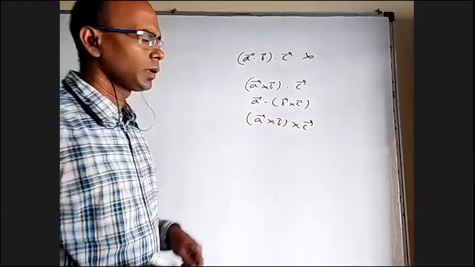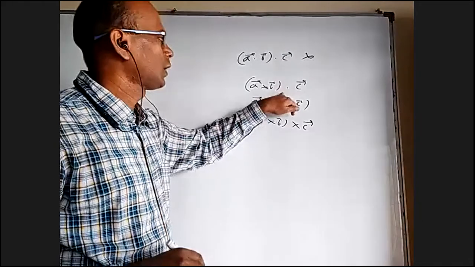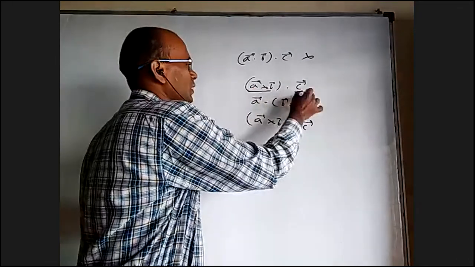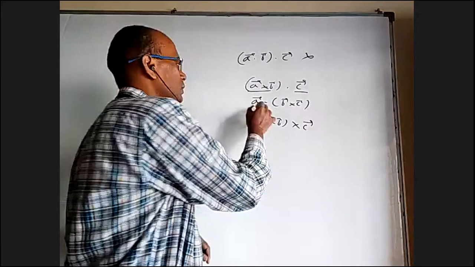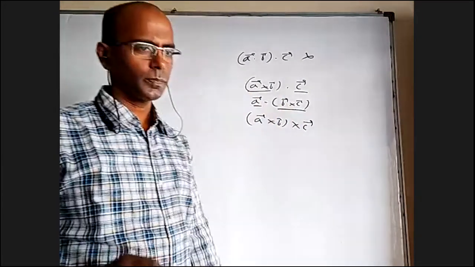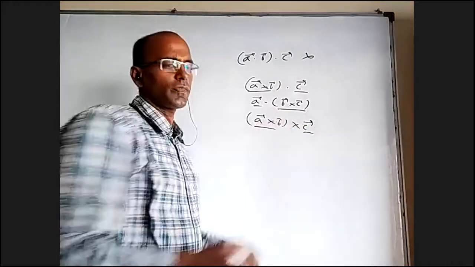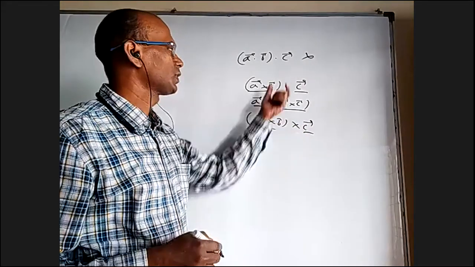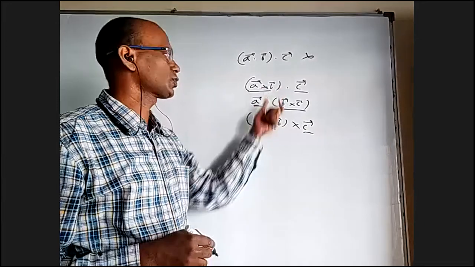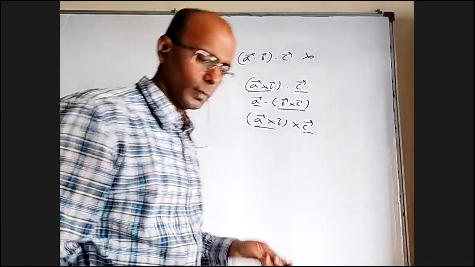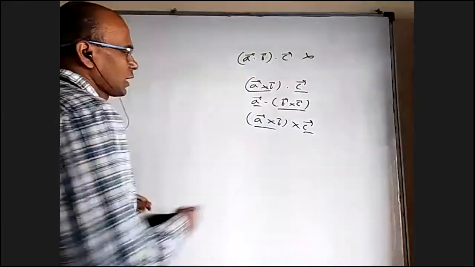Okay. Coming to this, this is a vector, this is a vector, and this is a dot product. Well, this is a vector, this is a vector, this is a dot product. And this is a vector, this is a vector. Final answer is also a vector. So this is a vector triple product, and these two are scalar triple products. So first we discuss the scalar triple product.